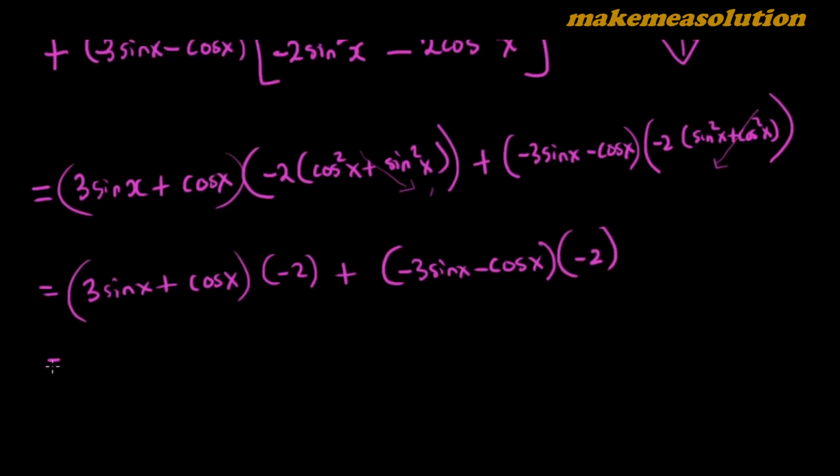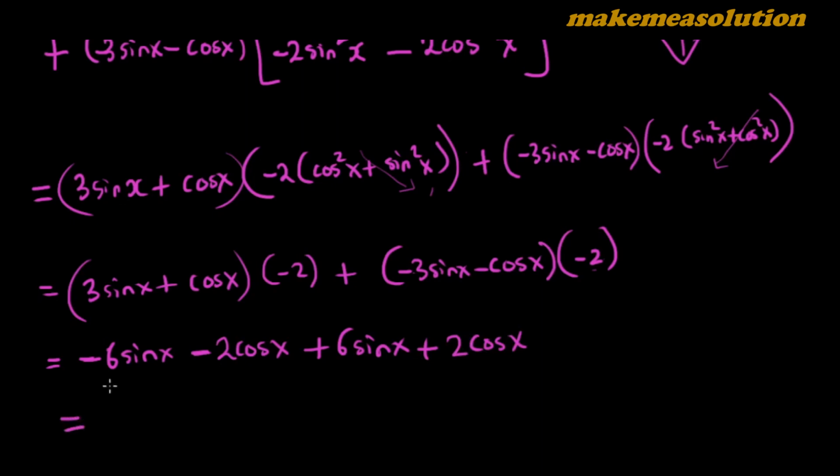So when we open the brackets, we're going to get minus what? 6 sine x minus 2 cos x. Then when you open the brackets, minus 2 times minus 3 is going to give you plus 6 sine x, and minus 2 multiplying this term is going to give you a plus 2 cos x. So we find out that when we collect the like terms, minus 6 sine x plus 6 sine x is going to give me 0. Minus 2 cos x plus 2 cos x is going to give me 0.